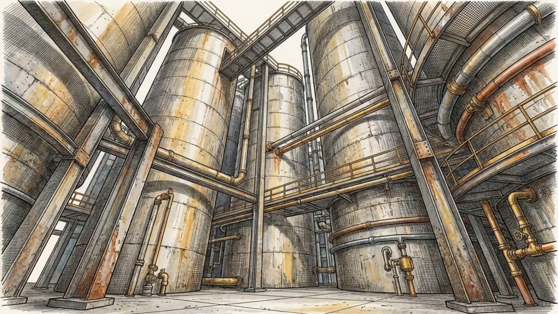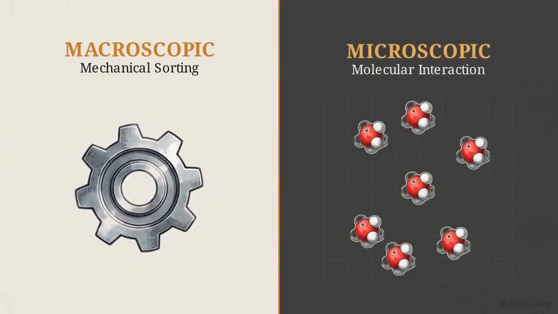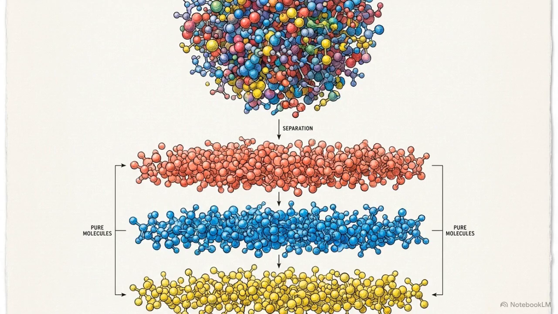To understand how this works, we will scale up our approach. We will start with macroscopic mechanical sorting and move down to microscopic molecular interaction. Mastery in chemistry requires mastering separation. If you want to understand a complex system, you must first learn how to deconstruct it.